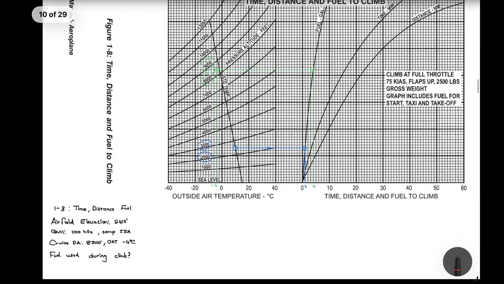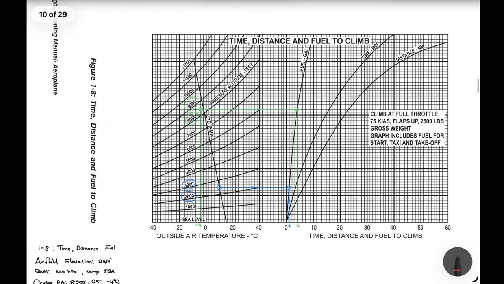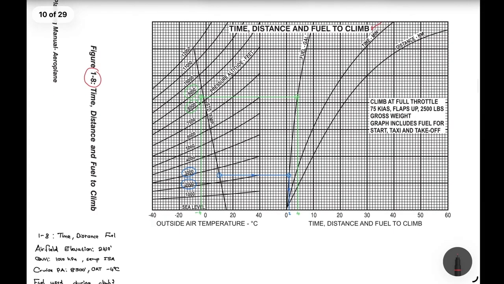Okay, so the first thing you'll need to do is make sure that you have figure 1-8 in front of you and that the title is correct, time, distance, and fuel to climb. It's actually quite easy to get mixed up with the different graphs they give you in the exam. So always double check that you have the correct figure and the correct title before you even start doing the question. Otherwise, you just might be wasting time on the incorrect graph.